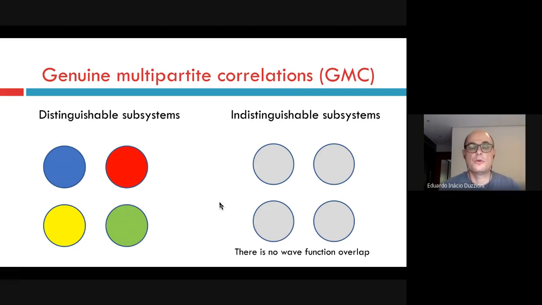Now what we see is that when you deal with distinguishable systems, we need to do a lot more calculations than when we deal with indistinguishable subsystems. However, indistinguishability here is not related to the overlap of wave functions as when we deal with bosons and fermions. The systems are just far enough apart, there is no overlap of the wave functions. But if you change the position of these two particles, the system remains the same. That's the idea of indistinguishability here.